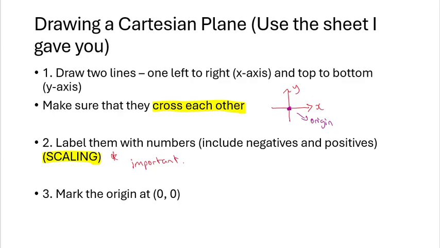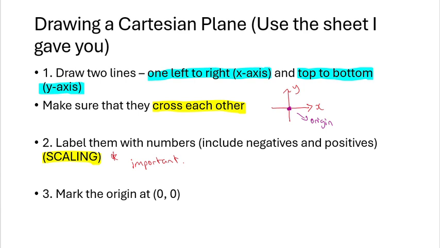So, how to draw a Cartesian plane. Hopefully, everyone is comfortable with this, but we'll talk over it again, okay? If you remember, I gave everyone a sheet telling you how to draw the Cartesian plane. All you want to do is draw two lines, one going from left to right, that's the x-axis, and then one going top to bottom, which is the y-axis. Make sure they cross each other, similar to my diagram right here. That's how it's supposed to look.